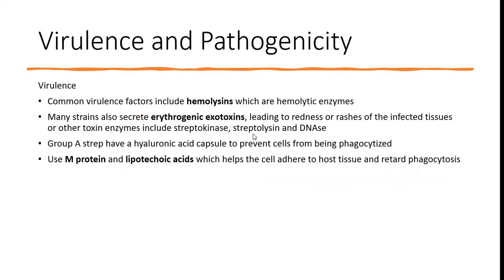So virulence factors: the hemolysins, which are those hemolytic toxins we were just discussing, but they can also release what are known as the erythrogenic exotoxins. Erythro, same as in erythrocyte, means redness, and you're definitely going to see the effects of these toxins because of the redness and the rashes that can come from them.